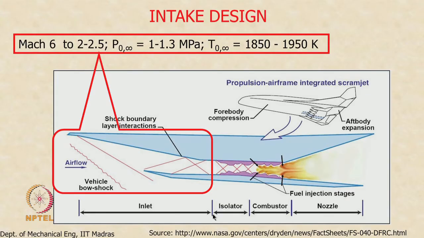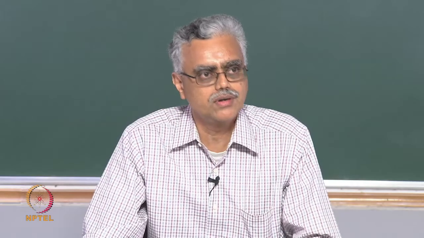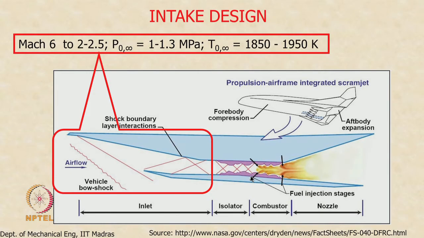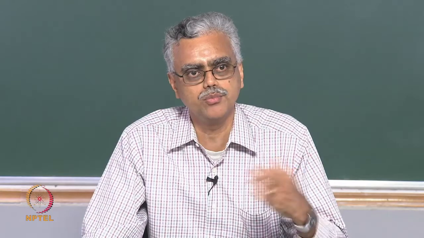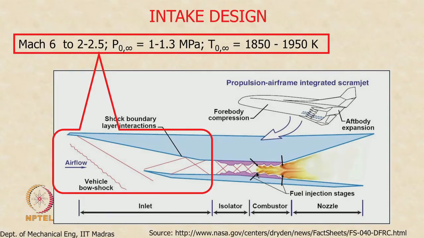Notice that in between the inlet and the combustor, we have something new called the isolator. What is the function of this isolator? If you remember, we talked about Rayleigh flow, right? If you add heat in a supersonic flow, and remember in this case, the flow entering the combustor is supersonic, right? We said that the Mach number at entry should be around 2 to 2.5. So, the flow when it enters the combustor is supersonic and we are trying to add heat.